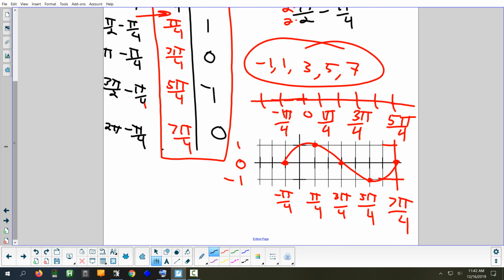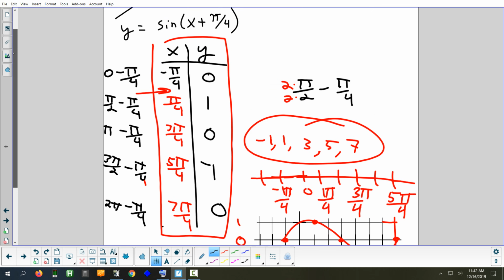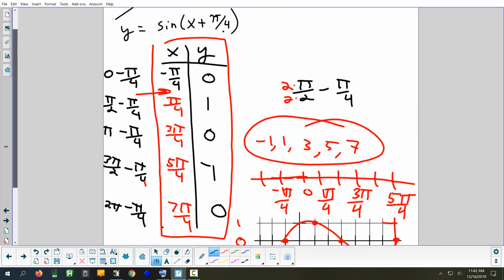Okay, so any question on that? That was a small shift. Pi over 4 is the smallest one we did. That's a 45-degree shift. It's just a little bit.